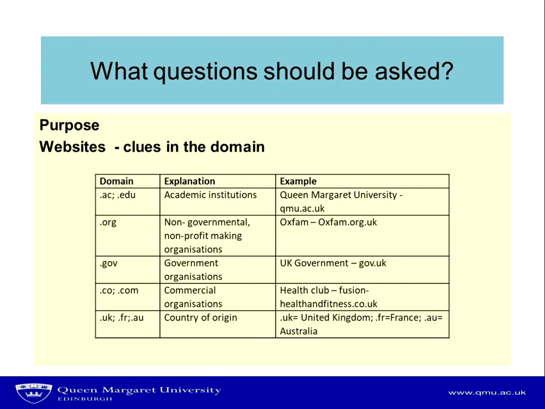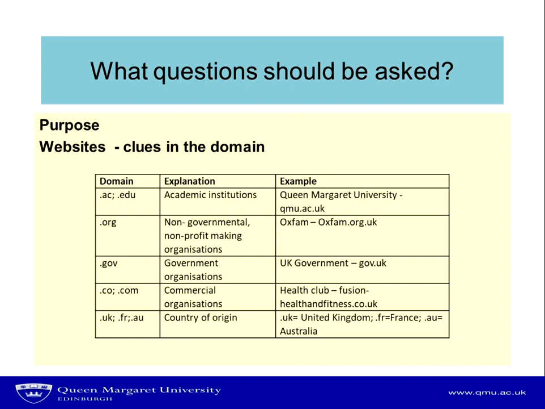In considering websites, there can be some clue to the purpose of the website, the web page, in its domain. For example, websites that have .ac or .edu mean that they are academic institutions, like Queen Margaret. .org is a non-governmental, non-profit making organisation such as Oxfam, as an example. .gov, government organisations, like the UK government, gov.uk. Commercial organisations will have .co or .com in their domain.